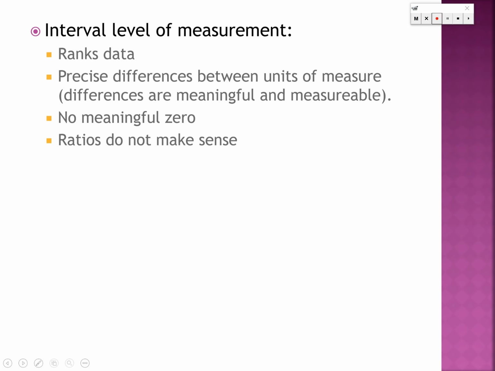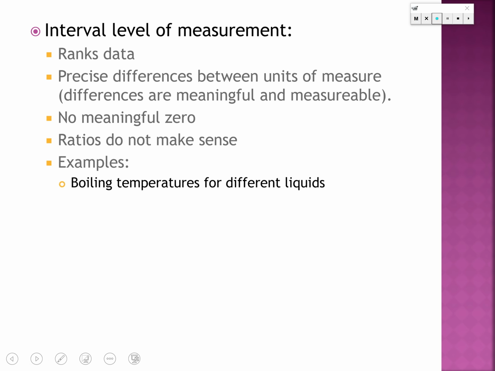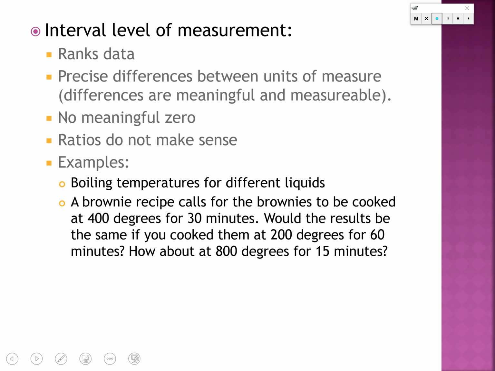If you try to set up a ratio with interval level measurement, the ratios do not make sense. An example of that, we have a brownie recipe, calls for brownies to be cooked at 400 degrees for 30 minutes. Would you get the same results if you knocked the temperature down to 200 degrees and cooked them for 60 minutes? What about 800 degrees for 15 minutes? So just because I double the temperature doesn't mean I can cut the time in half. So the ratios do not make sense for this level of measurement. Again, 0 degrees does not mean that there's no heat or no temperature.